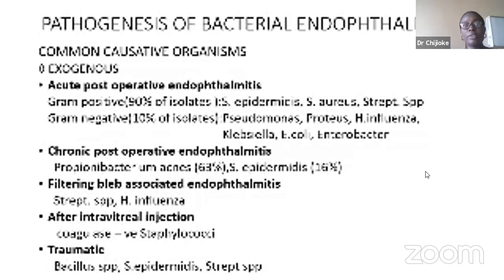For chronic post-operative endophthalmitis, it's caused mainly by Propionibacterium acnes, Staph epidermidis, and in some percentages, Candida. For filtering bleb endophthalmitis, common causative organisms include strep species and Haemophilus influenzae. Endophthalmitis following intravitreal injection, we can have coagulase-negative staphylococci. For traumatic endophthalmitis, we have Bacillus species, Staph epidermidis, and strep species.